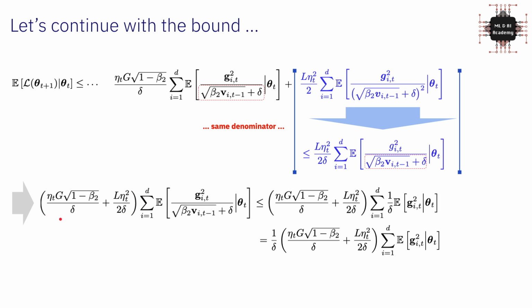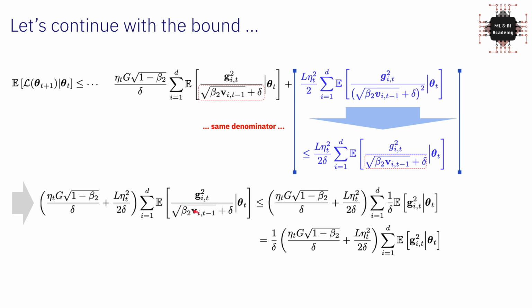So in order to make sure, just multiply this equation. If I multiply this equation, I'll get eta t g square root of 1 minus beta 2 over delta times this sum, which is this first part here, plus L eta t squared over 2 delta multiplied by this sum, which is this part right here. Right? All good. Great.